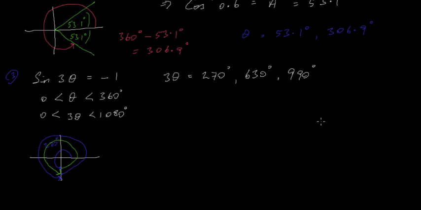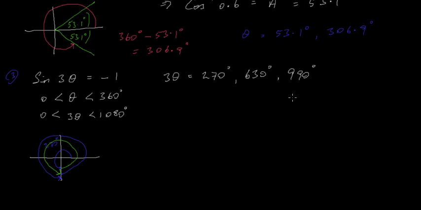Okay, now if I add 360, if we go around again, I'll end up with an angle that's greater than 1080 degrees, and we don't want to go any bigger than that. So these three angles here have a sine of -1. So these are our three values of 3 theta.